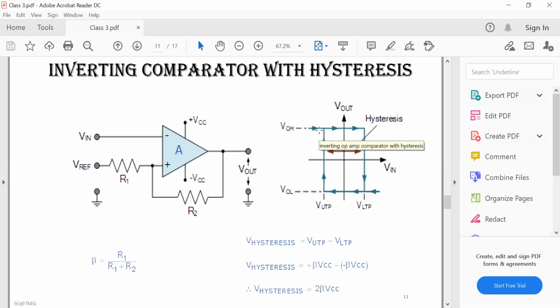UTP, upper trip point. As the input signal V in increases, it becomes equal to this upper trip point voltage VUTP level at the non-inverting input. Now this causes the comparator's output to change state, becoming low.